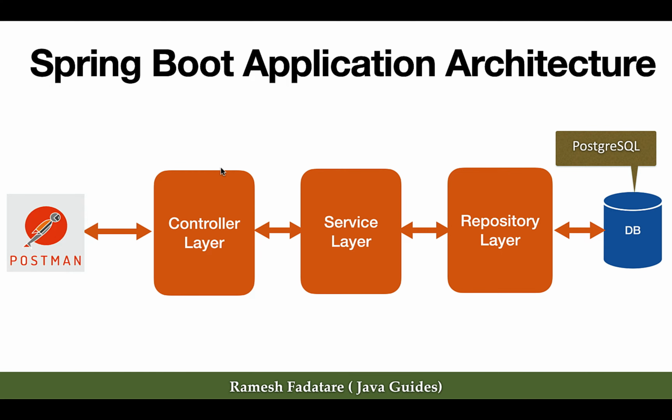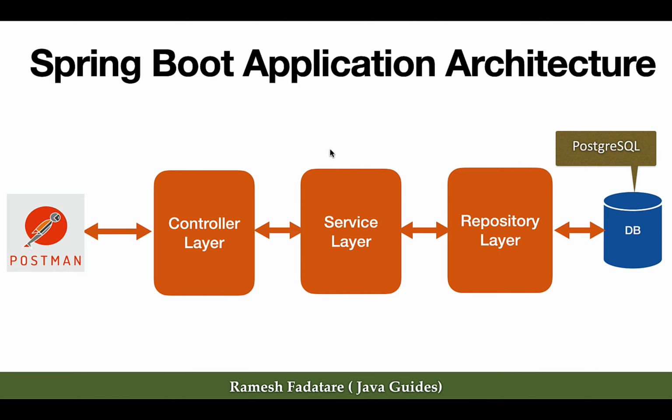And controller layer basically holds the REST APIs and that will handle all the requests that come from the client. Next, service layer basically holds the business logic of the application. Next, repository layer holds the database related logic and it is responsible to talk with the database.